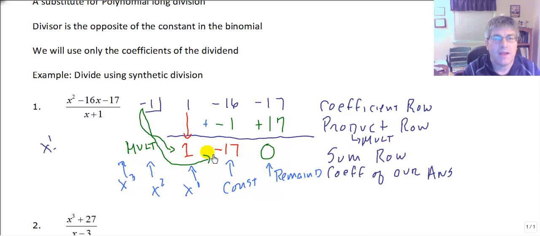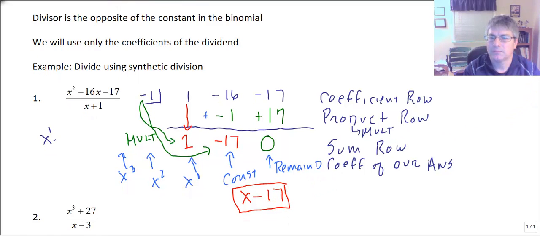So our final answer then is 1x, or x minus 17. So x squared minus 16x minus 17 divided by x plus 1 is x. The coefficient is 1, and our constant is 17, and there's no remainder. So our final answer, x minus 17.